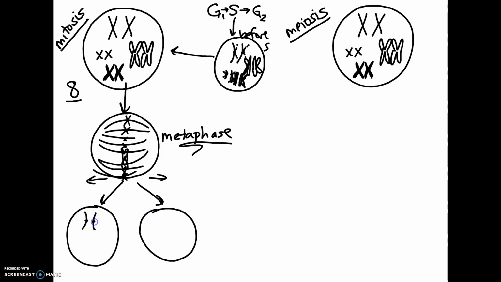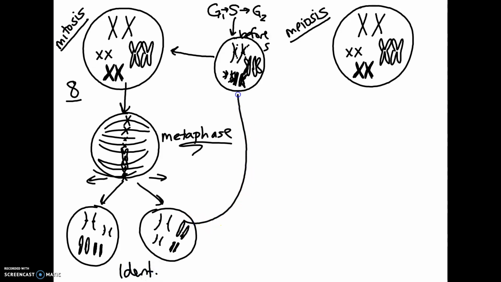So I'm going to go back to this. 1, 2, 3, 4, 5, 6, 7, 8. 1, 2, 3, 4, 5, 6, 7, 8. These cells are identical to each other, and they're also identical to the original cell, which I've kind of messed up there, prior to S phase.